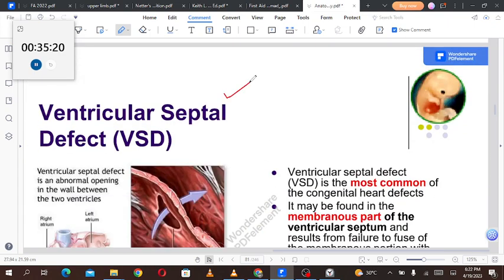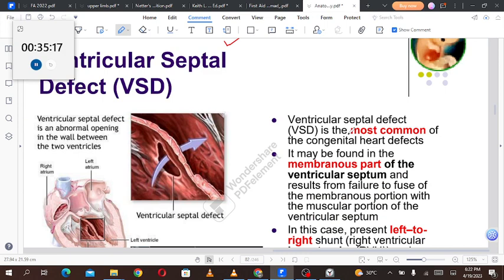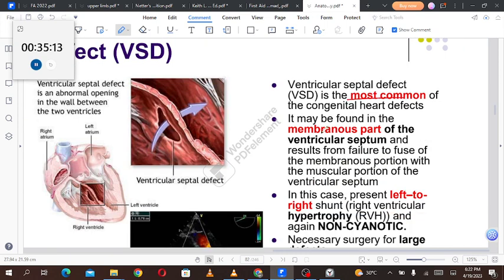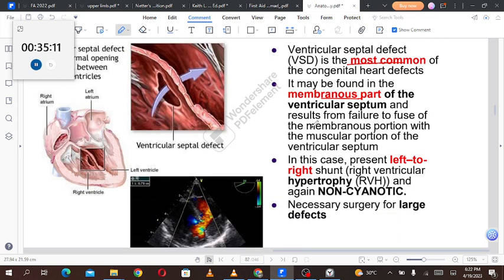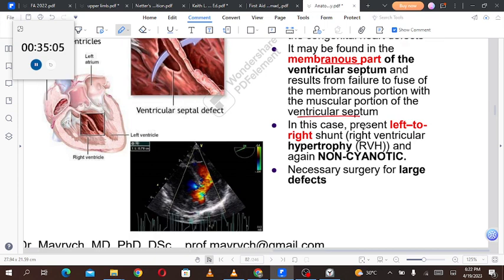Then we have the ventricular septal defect. It is more common. Ventricular septal defect is the most common of the congenital heart defects. It may be found in the membranous part of the ventricular septum and results from failure to fuse the membranous portion with the muscular portion of the ventricular septum. In this case, there is a left to right shunt, which will cause right ventricular hypertrophy, and again it is non-cyanotic.